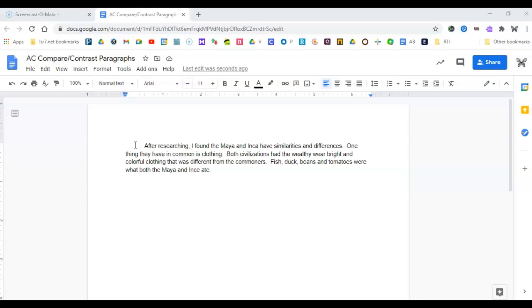So I said one thing they have in common is clothing. Now I'm going to give information to explain that. It's not enough just to say they're alike because of clothes, food, and gods. Like, that is not okay. That's not showing what I know. That's not sharing what I've learned in all of my research.